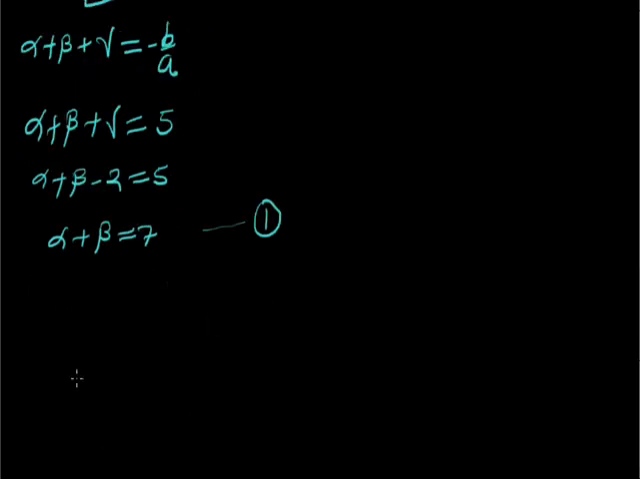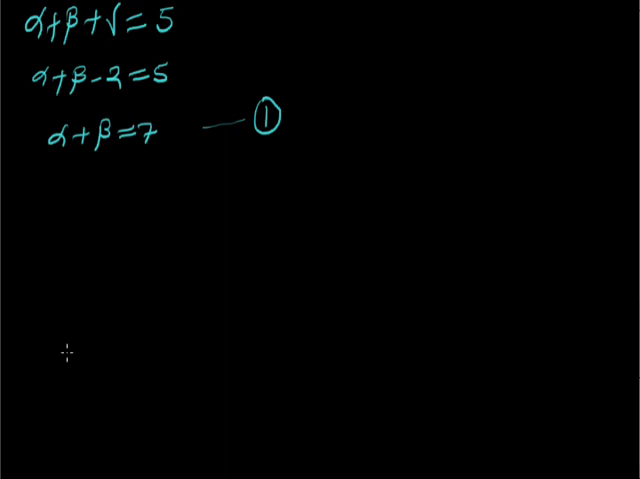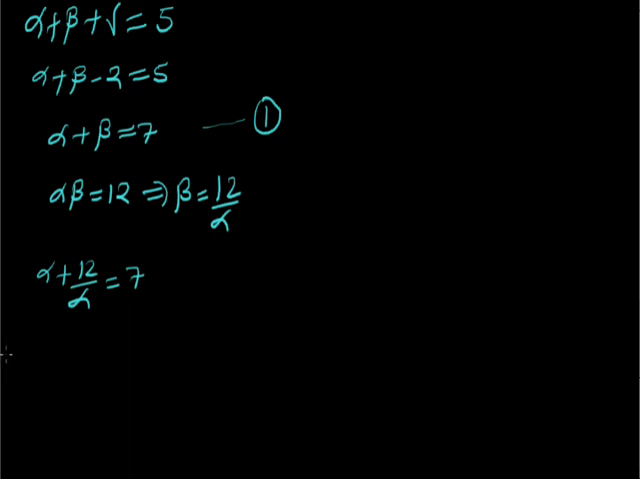Now since we are given alpha into beta is equal to 12, from here we can find the value of beta in terms of alpha. Beta can be written as 12 divided by alpha. Now if we substitute this value of beta in equation 1, we get alpha plus 12 upon alpha equals 7. If we simplify this equation, it converts into a quadratic equation, alpha square minus 7 alpha plus 12 equals 0.